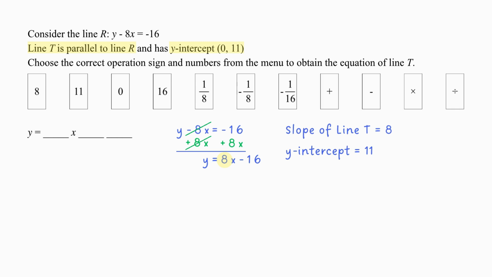Write the equation for line T. Use the standard line equation, y equals mx plus b, where m is the slope and b is the y-intercept. Put 8 in place of the slope m. Put 11 in place of the y-intercept b. The final equation is y equals 8x plus 11.